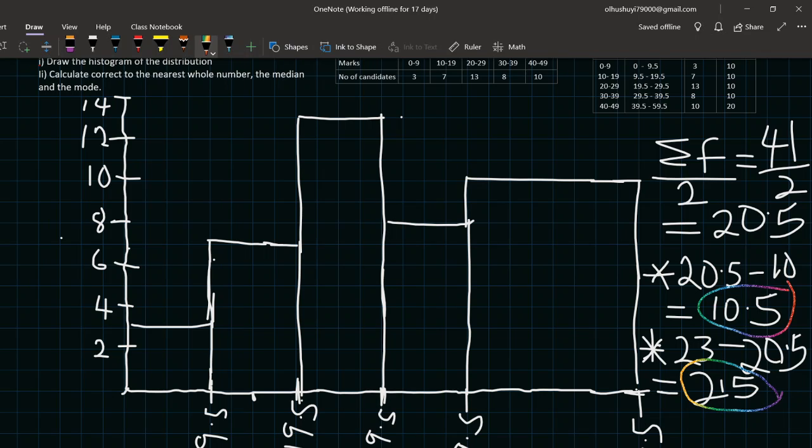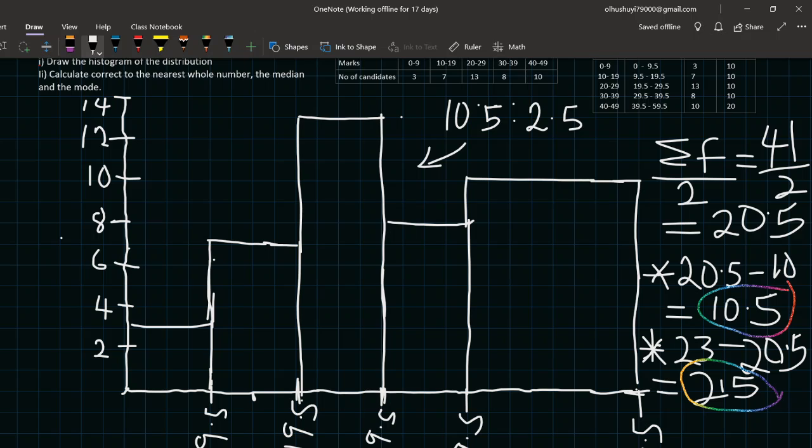So since I can identify my median class between 20 to 29, this is the median class. This is the longest bar there in the median class. Now, what do we have? Because our frequency is 13, so the longest bar. So now we need to divide this bar into the ratio of 10.5 to 2.5. That's what we divide this bar into.